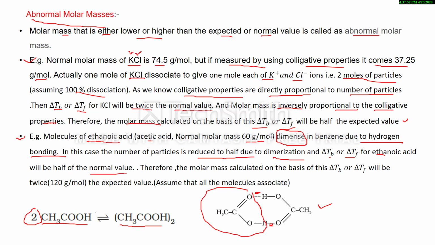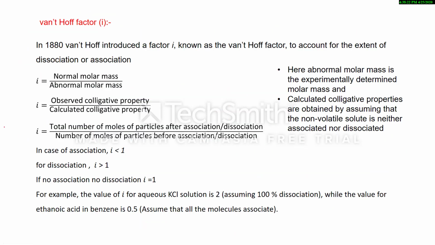As the number of particles reduces, the colligative property will also reduce. Therefore, the molar mass calculated on the basis of this delta Tb or delta Tf will be twice, because molar mass is inversely proportional to the colligative properties. Again, we are assuming that all the molecules associate in this case. So we can say that due to association or dissociation, we get abnormal molar mass.